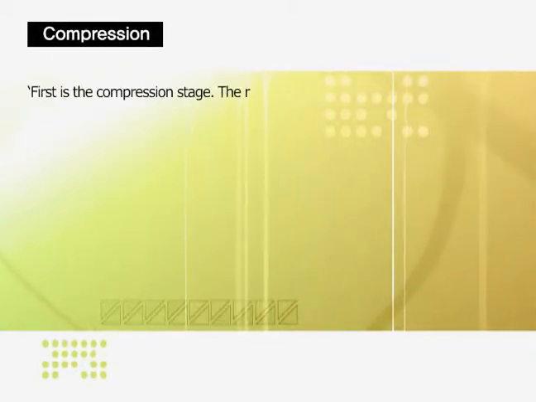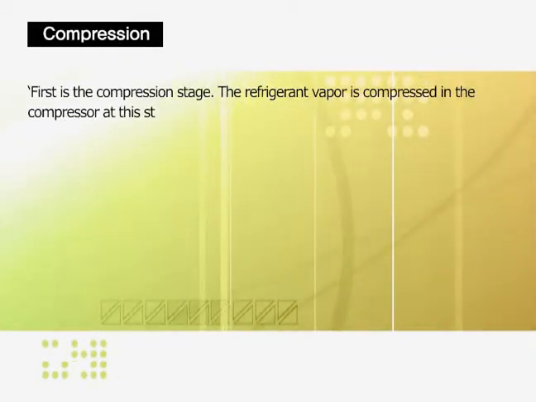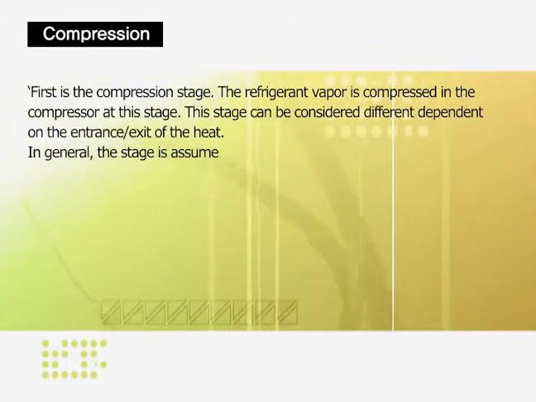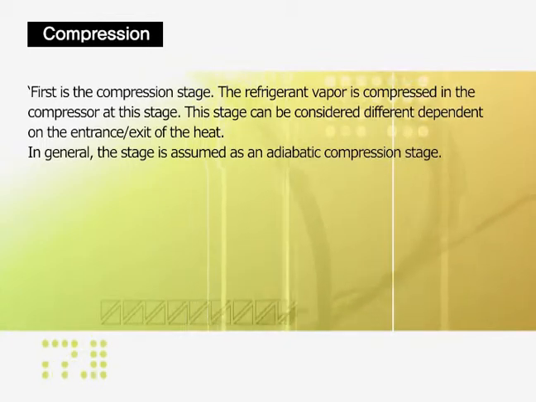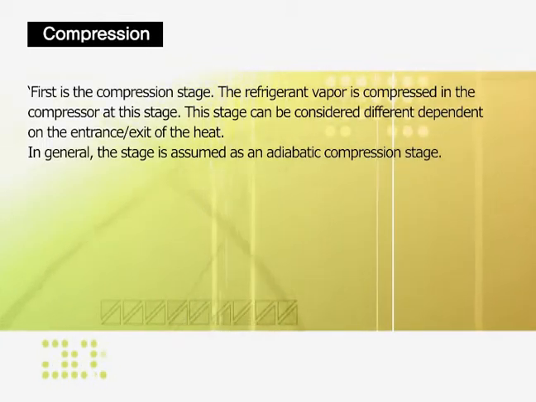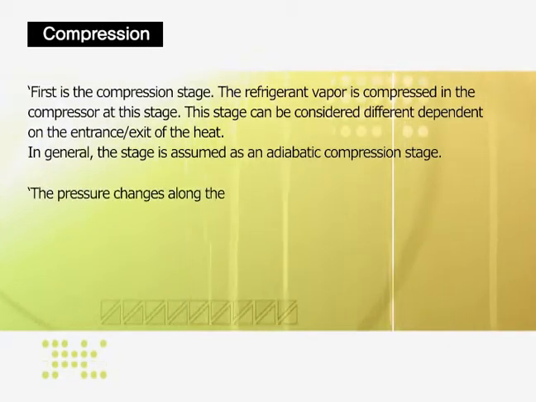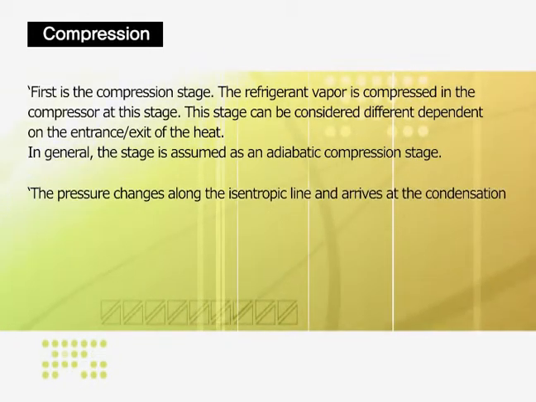First is the compression stage. The refrigerant vapor is compressed in the compressor at this stage. This stage can be considered different depending on the entrance or exit of the heat. In general, the stage is assumed as an adiabatic compression stage. The pressure changes along the isentropic line and arrives at the condensation pressure.